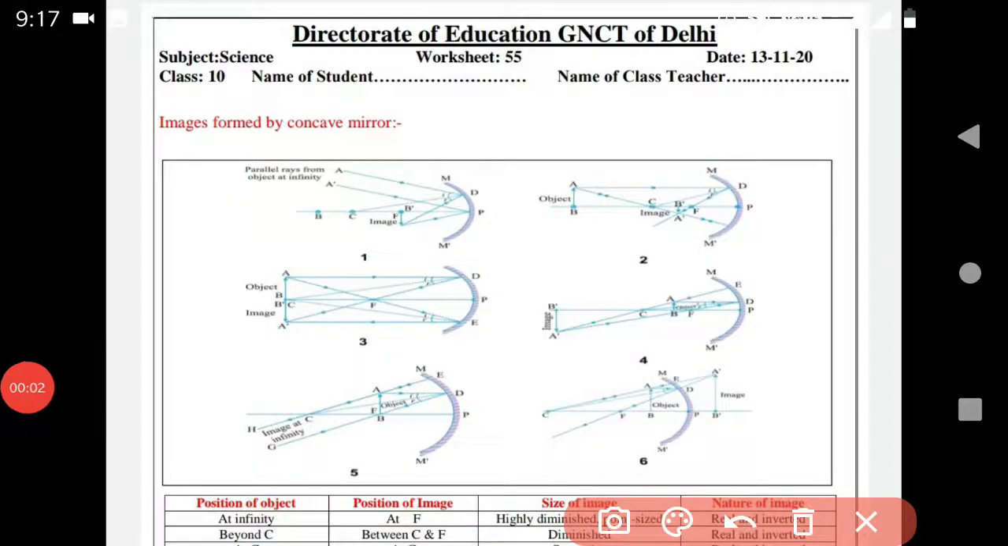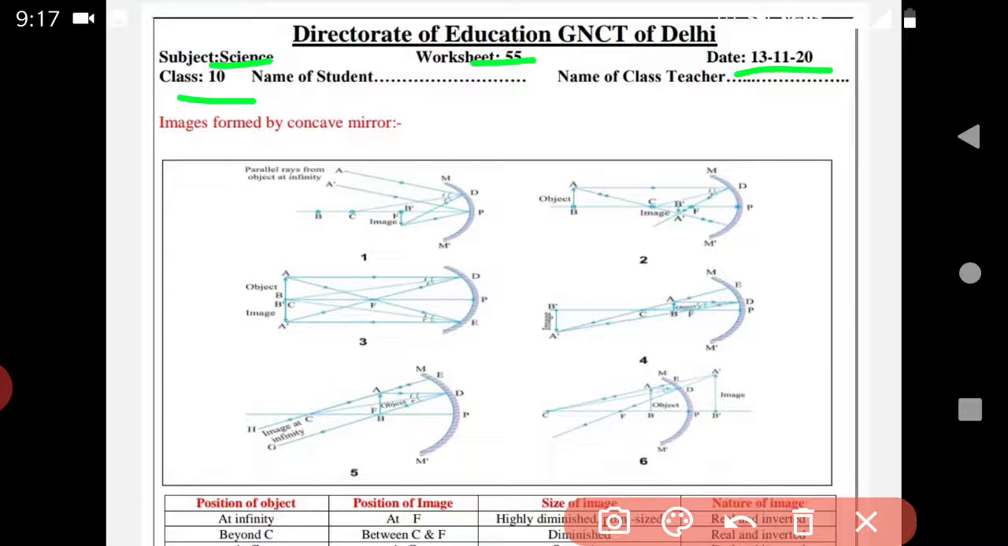Hello students, today we are here to discuss your worksheet number 55 of class 10th science, and today's date is 13 November 2020, and the chapter which is going on is chapter number 10, Light.